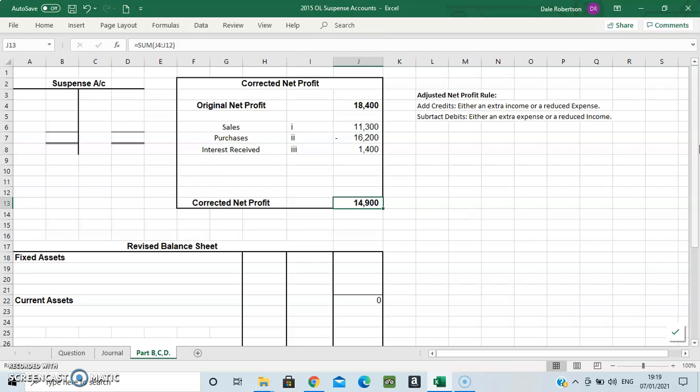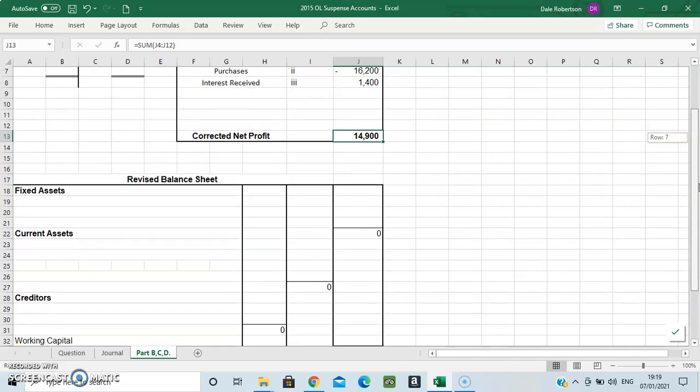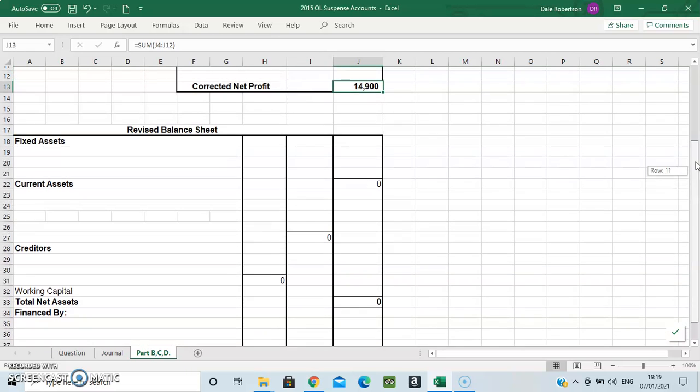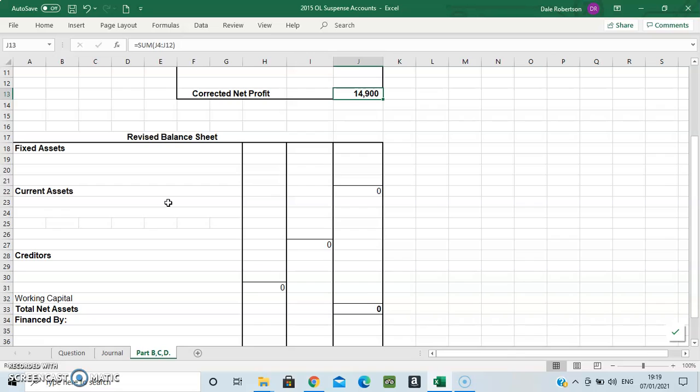If this was a 100-mark question, you would also have to correct her balance sheet, but we'll have a look at that when we are in the higher level questions, and that would involve correcting the debtors or the creditors or the fixed assets, whatever it might be.